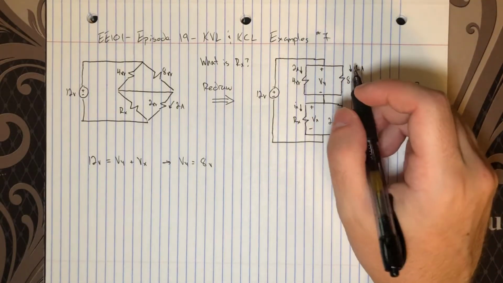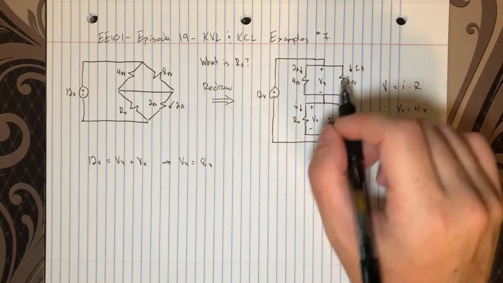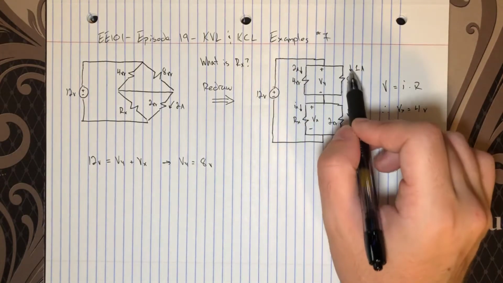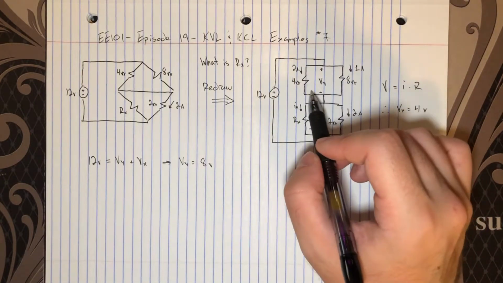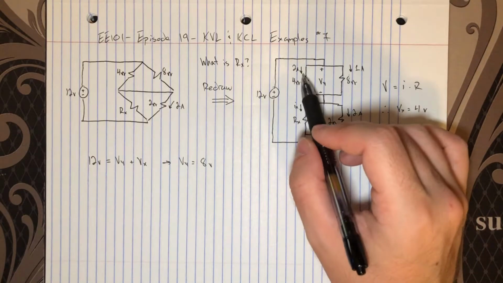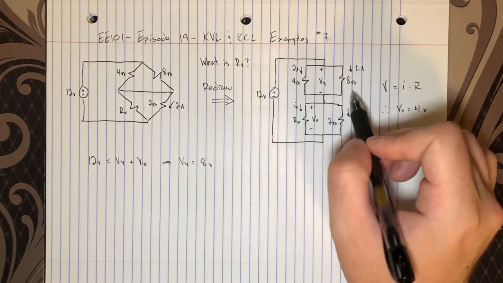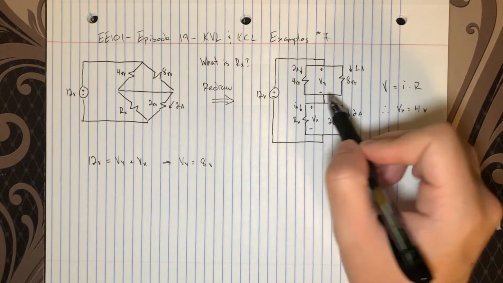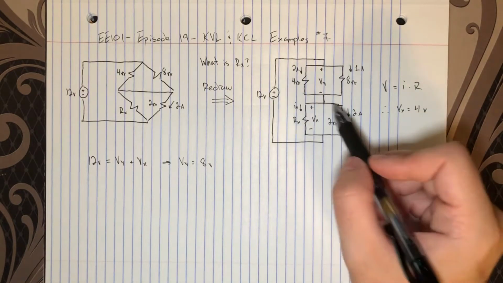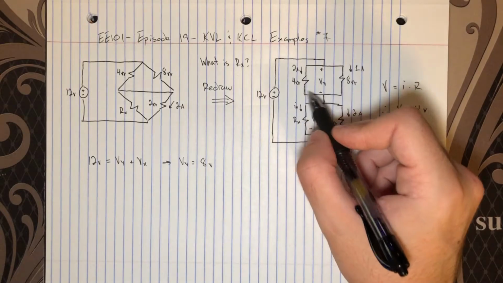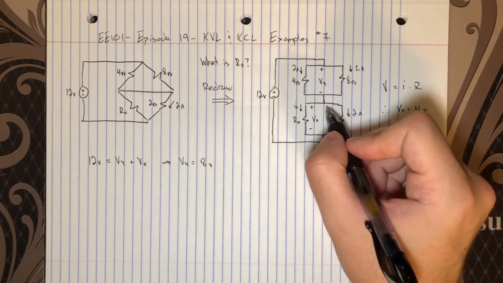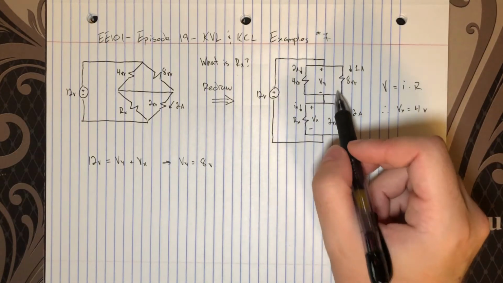And now the KCL should be pretty easy as well, because we know the current entering these resistors also leaves these resistors and therefore enters this node. So we have 2 amps entering the node here, 1 amp entering the node here, and then we have 2 currents leaving. So the sum of the currents entering here is going to equal the total current leaving here. But it should be obvious.